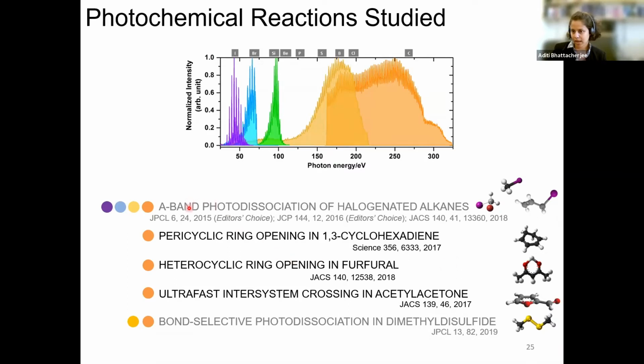In particular, for A-band photodissociation of halogenated alkanes, we were able to study these reactions simultaneously, exciting the iodine 4d electrons at 45 eV, that's the iodine N edge, the bromine M edge, which is the 3d electrons of bromine at close to 70 electron volts, the chlorine L edge close to 200 electron volts for chlorine 2s 2p electrons, and finally the carbon K edge at 284 electron volts.